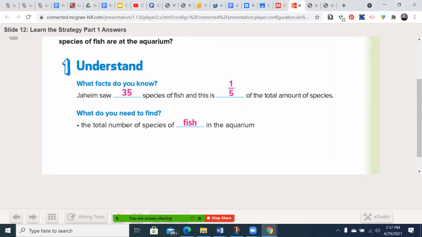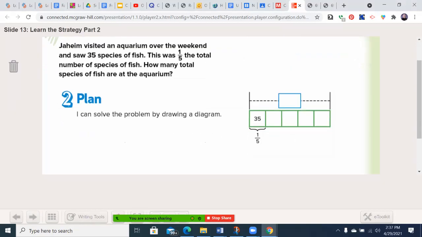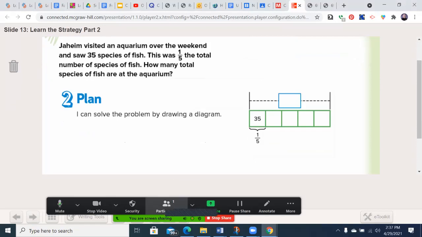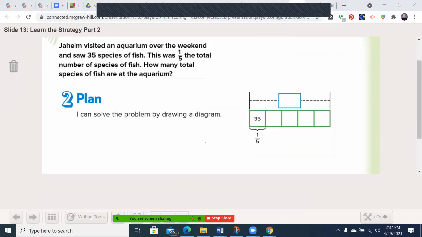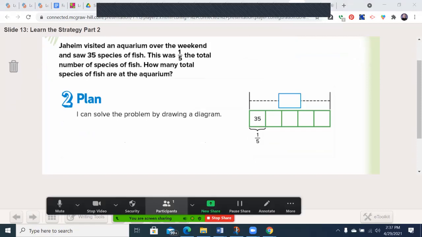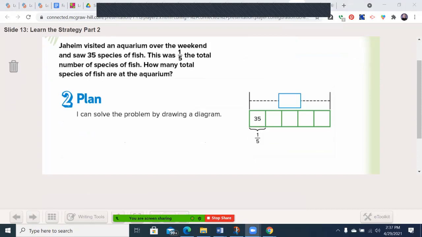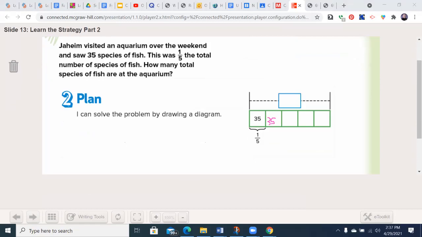Plan. I can solve the problem by drawing a diagram. So I'm going to put, we have 35 in each. And so I'm going to put in 35 in each of these. Apologize for the background noise. It's an active facility during a school day.